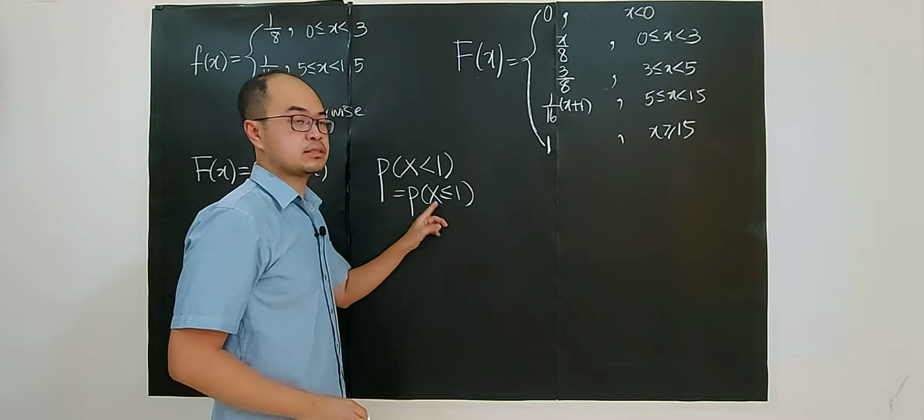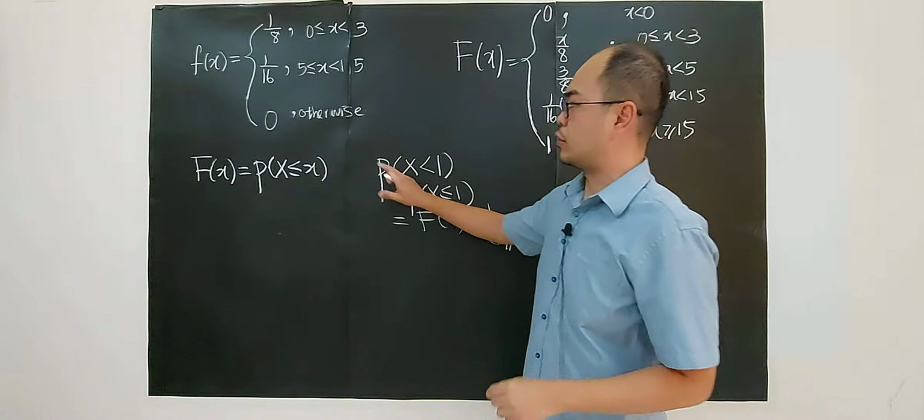So very simple. You can just use this cumulative distribution function. You look at the 1 here and search for the interval where the 1 lies. 1 is between 0 and 3. So you substitute the value of 1 into this, and you get 1 over 8. Very simple. So the probability of x less than 1 is 1 over 8. Just doing substitution.